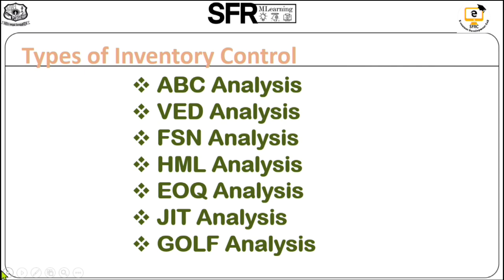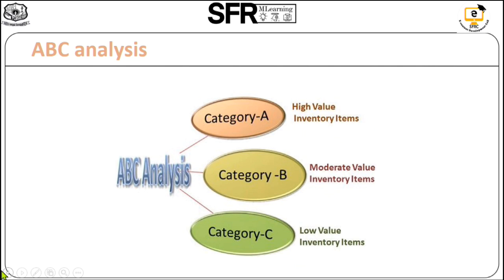In inventory control, the different types are ABC analysis, VED analysis, FSN analysis, HML analysis, EOQ analysis, JIT analysis, and GOLF analysis. So now let us see each of them in detail. First, we will see the ABC analysis.